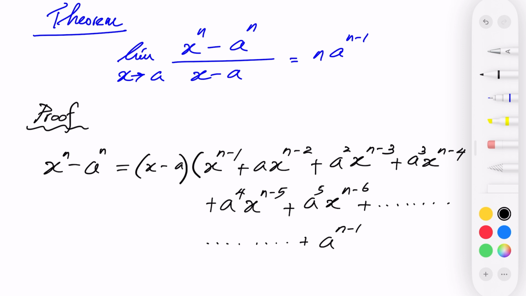What will be the power of x? Look, the first term had x raised to the n minus first power. The second term had x raised to the n minus second power. The third term had x raised to the n minus third power. The fourth term had x raised to the n minus fourth power. That means the nth term must have x raised to the n minus nth power, which is x raised to the 0th power. That means this last term will not have a component from x.